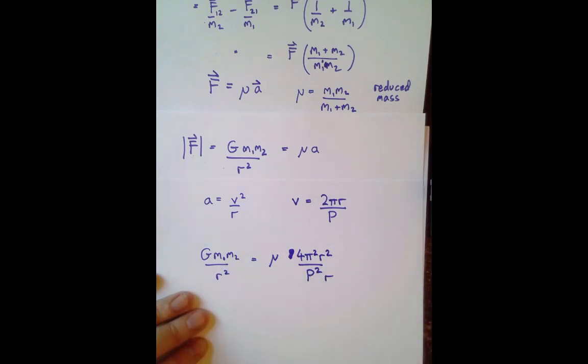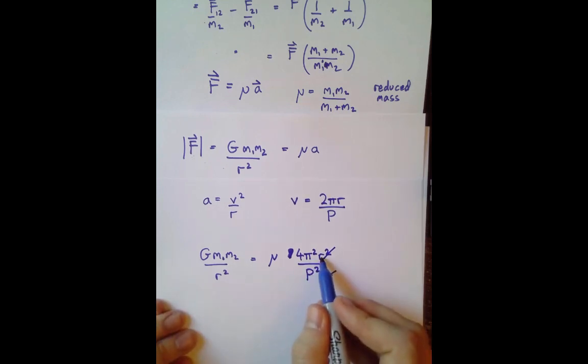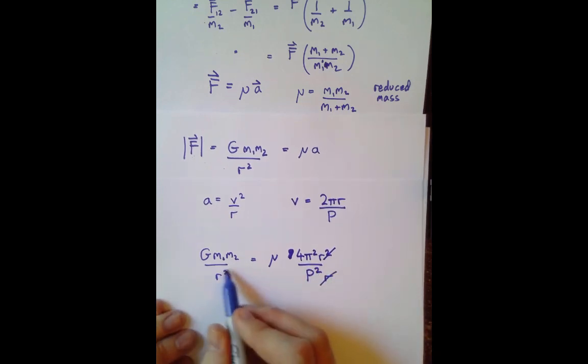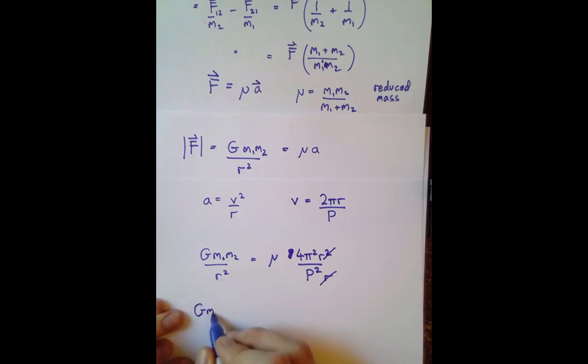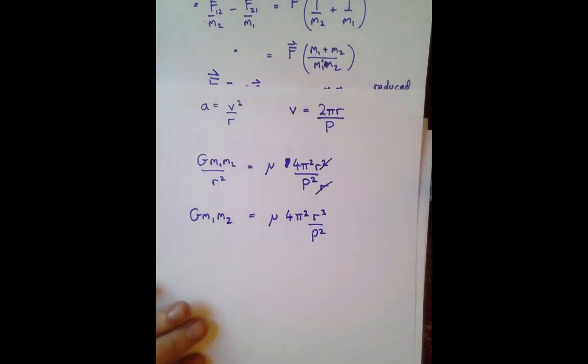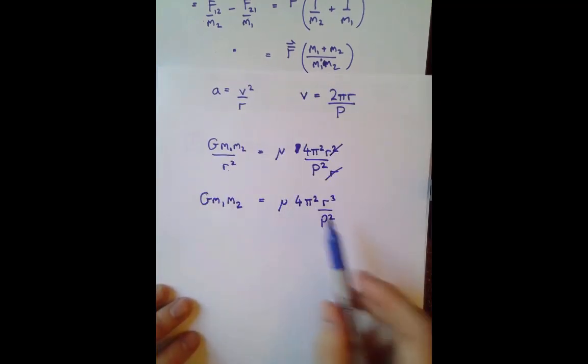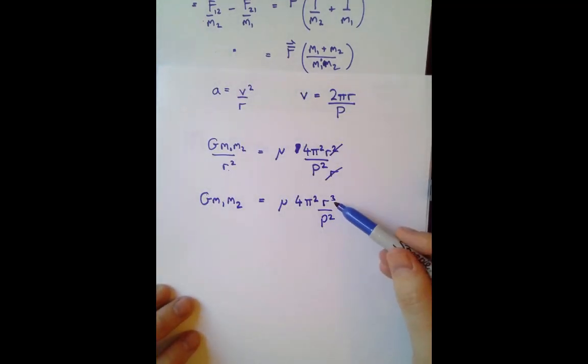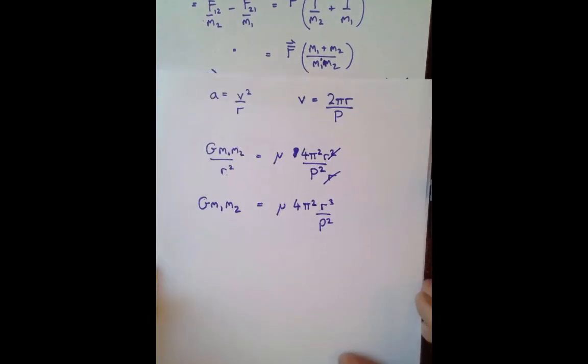and then we're dividing by r. So this r cancels one of these r's, and we can multiply both sides by r squared, and we get G M1 M2 is equal to mu times 4 pi squared r cubed divided by P squared. And we can see now we're pretty much here, because all of these things are constants except r and P, which have this ratio r cubed over P squared, which is Kepler's law.